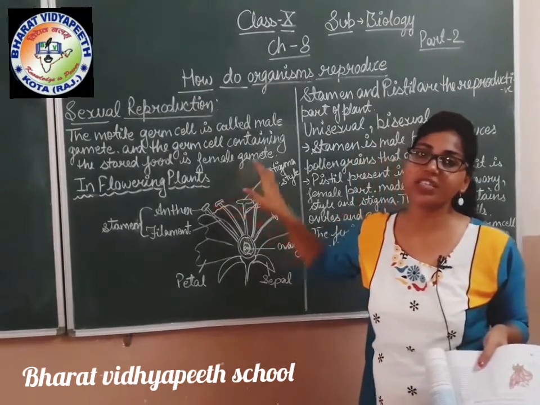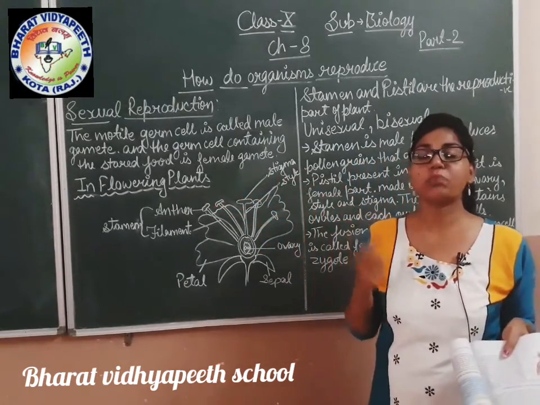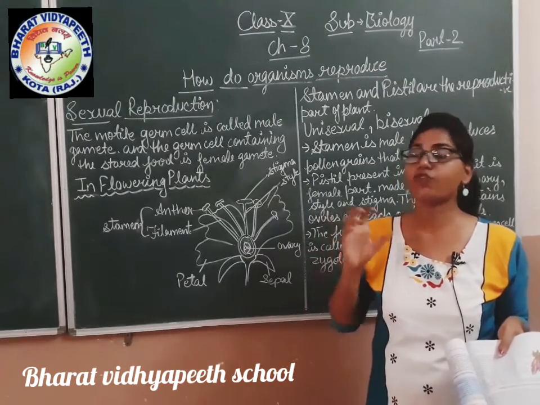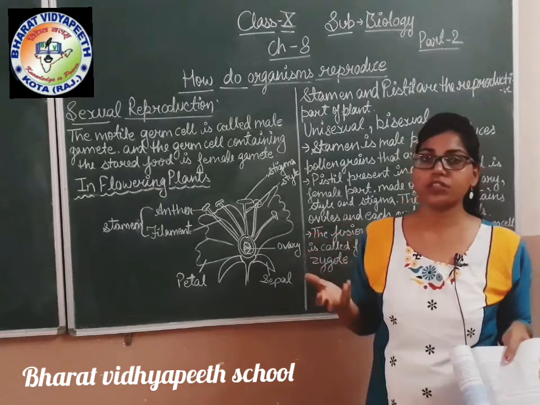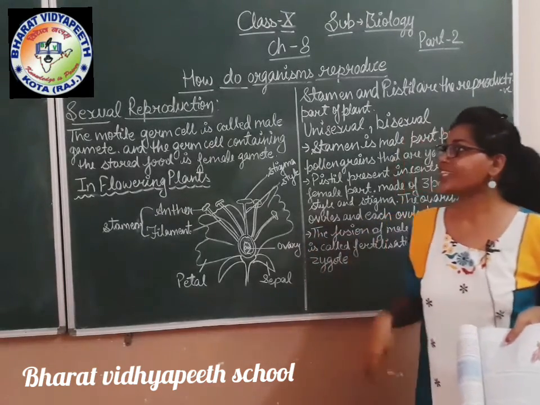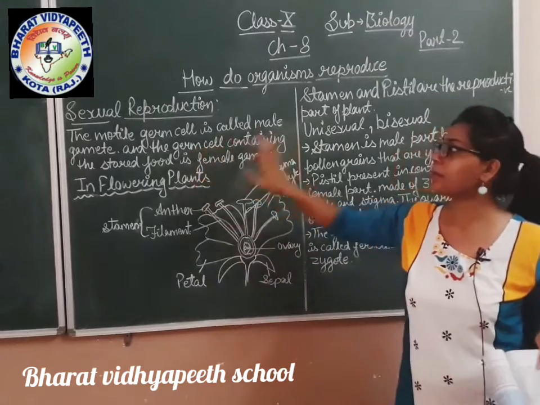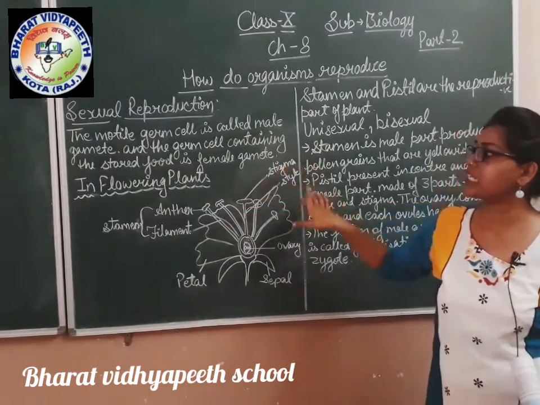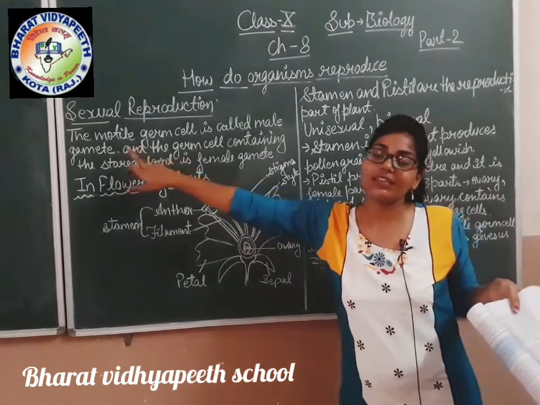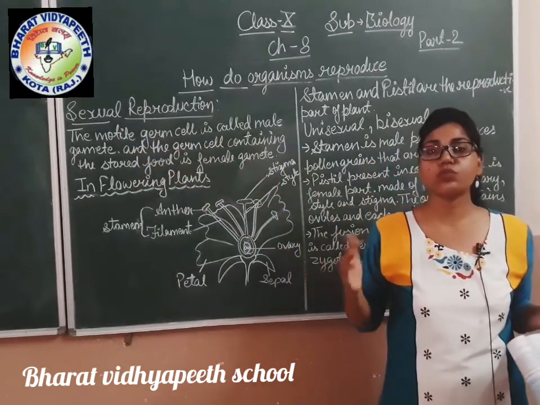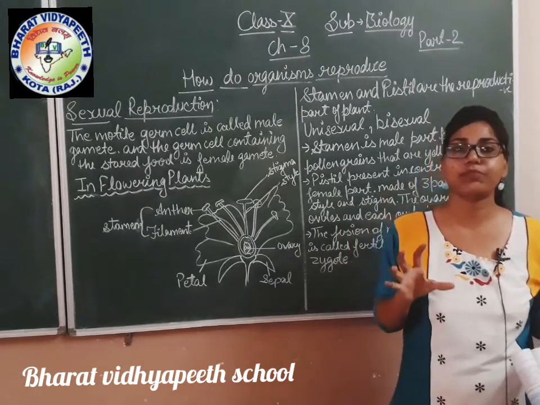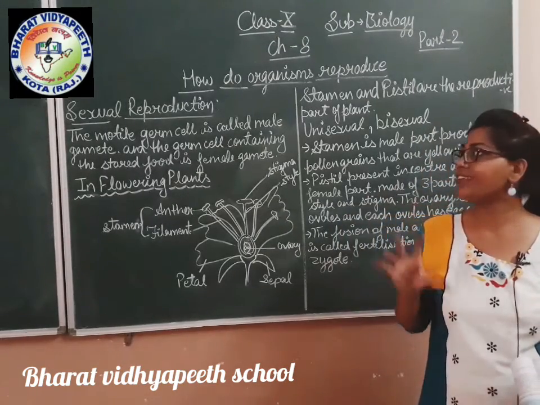Sexual reproduction means the reproduction in which male and female gametes are fused together, and this forms a new structure, a new individual. In this, the motile germ cell is called the male gamete, and the germ cell containing the stored food is known as the female gamete. Motile cells mean the cells which mature, germinate and develop into a new structure. This fertile type of cell is known as a motile germ cell.